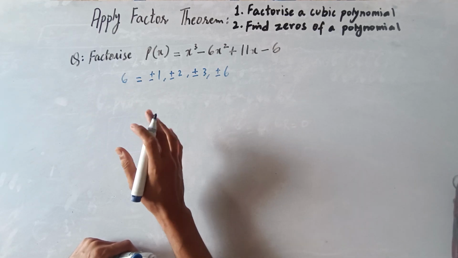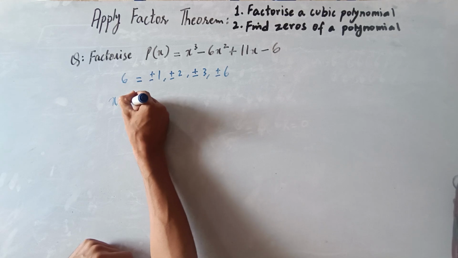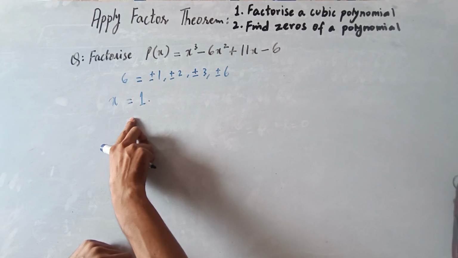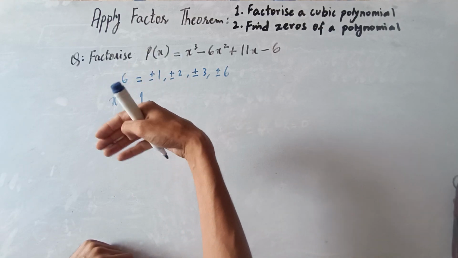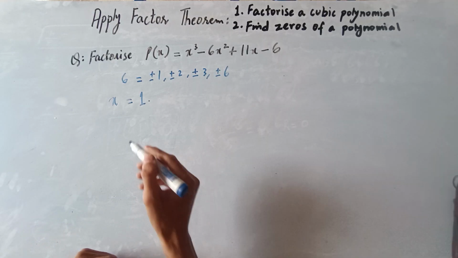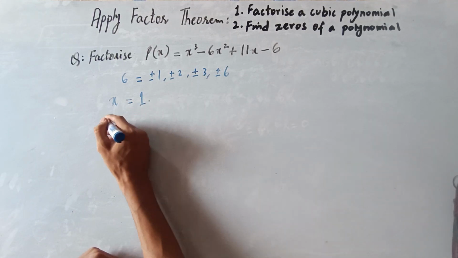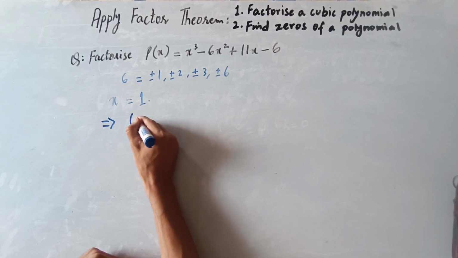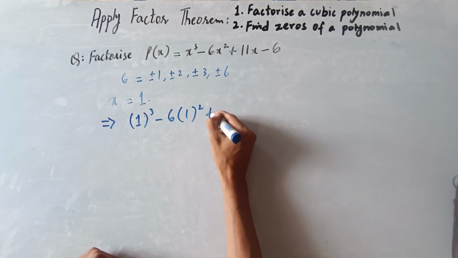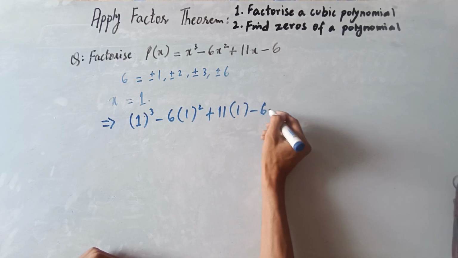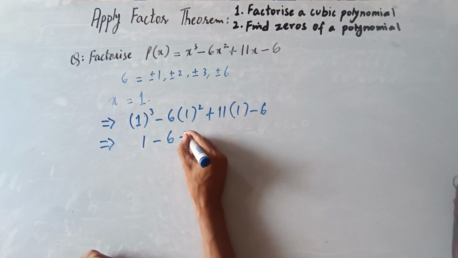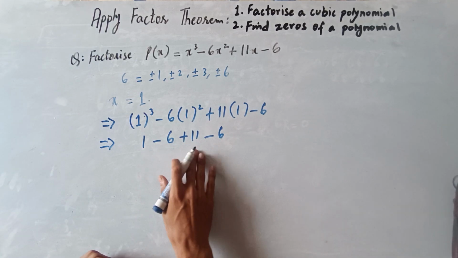So let's start. Let's put the value x equals 1 first in this polynomial. If we do not get 0 after putting x equals 1, then we will try minus 1, then maybe minus 2 or plus 2. That's how we will proceed. But let's check it. In place of x, if we put 1, let's solve it. We will get 1 cube is 1, 1 square is 1, so minus 6, plus 11, minus 6. Now let's solve it.